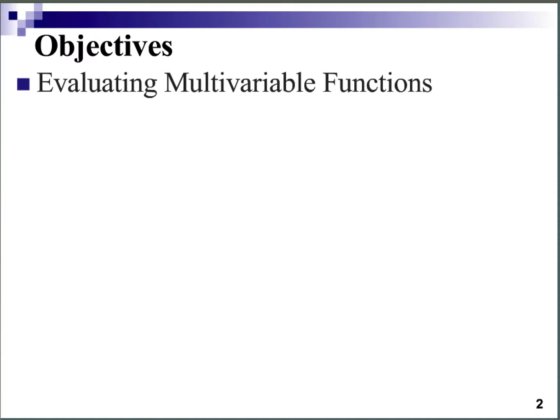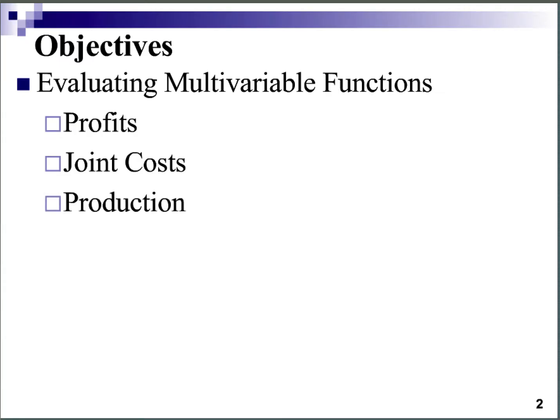So in this topic we have 2 main objectives. The first one is to be able to evaluate multivariable functions. So in other words, if we have a function that has many variables involved, how do we evaluate or find the value of that function at particular points? So we'll look at different examples such as profit functions that have multiple variables. We also have joint cost functions that have multiple variables, and then production functions, which is something relatively new.